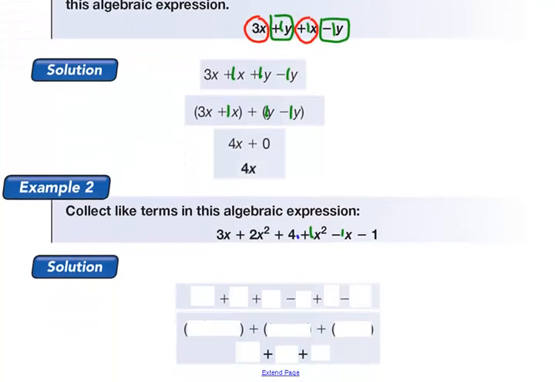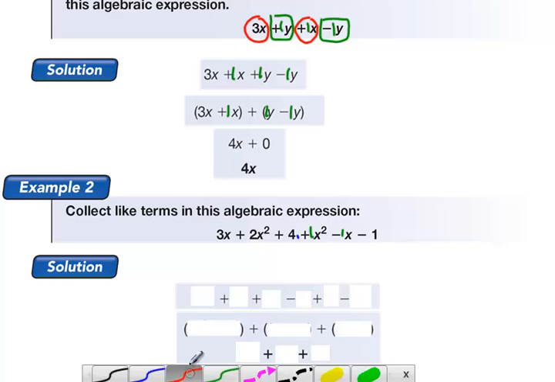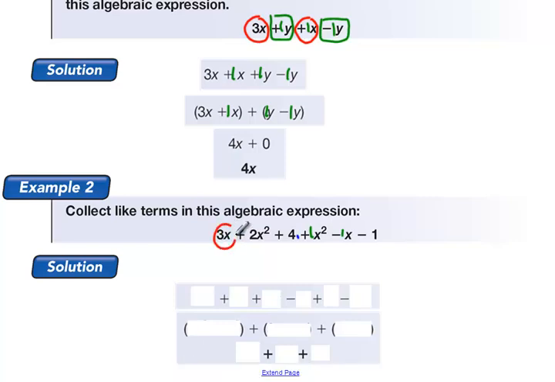Example 2. Collect like terms in this algebraic expression: 3x plus 2x squared plus 4 plus 1x squared minus 1x minus 1. Again, we will collect like terms. We start with 3x, so we have to find all terms that have just an x. This one has x squared, so that cannot be combined with it. But we see that we have a negative 1x here.